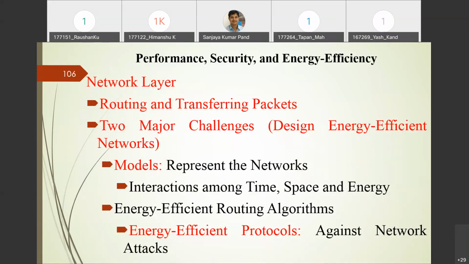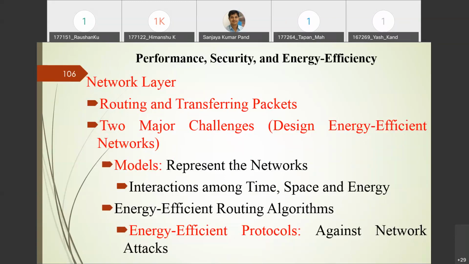First one is how to represent the network. How to design a particular model in order to represent the network, where you can have interaction among time, space, and energy. How much time is required, how much storage is required, or what is the energy consumed by the resource unit.